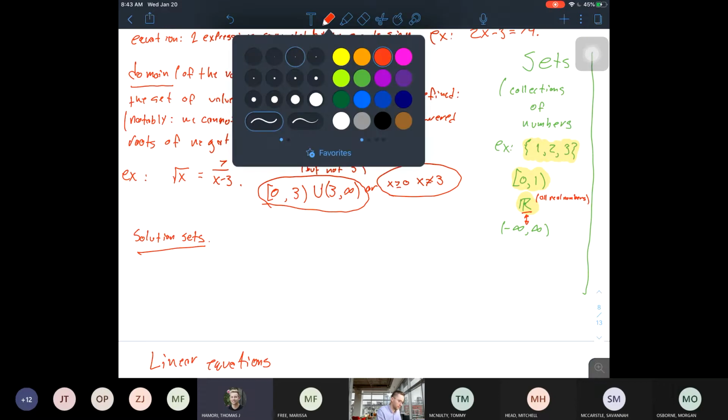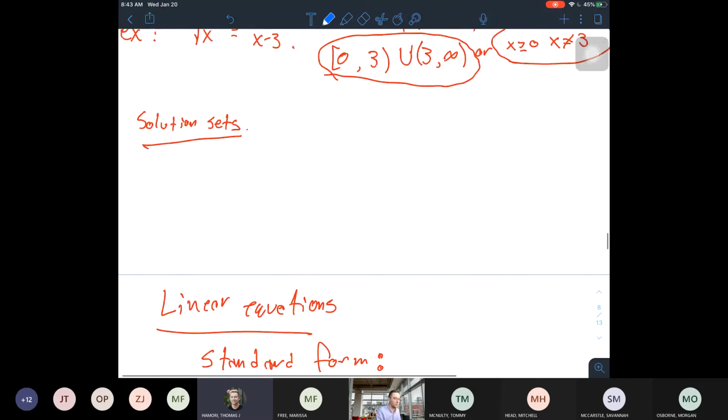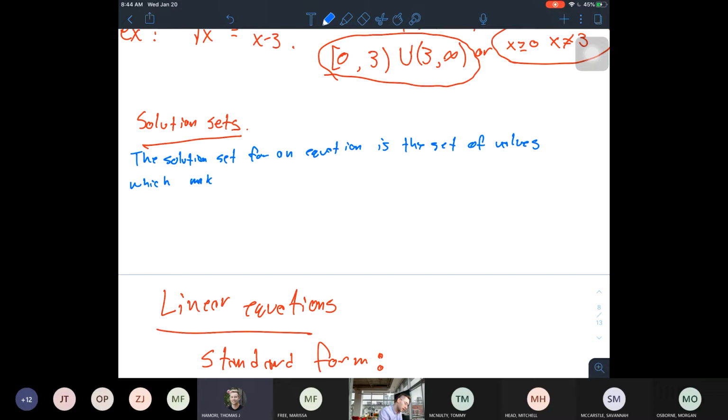So let's talk about solution sets. The solution set for an equation is the set of values which make the equation true when plugged in for the variable.